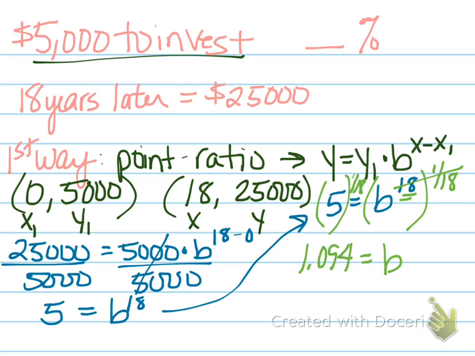1.094. All I'm really concerned with in this part is the amount that's away from 1. In this case, it's bigger than 1 by 0.094, which means that that is 9.4% interest rate. So the interest rate is 9.4%. So that's the first way.